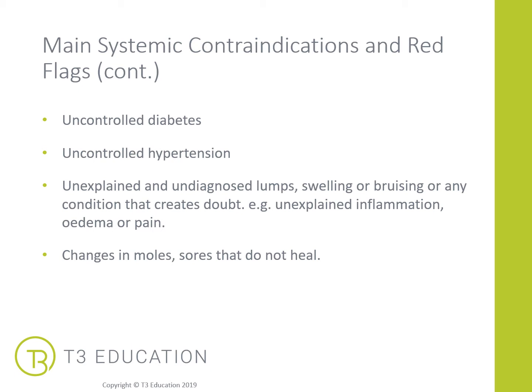The next one is uncontrolled hypertension. So hypertension is high blood pressure. And most of the time, most clients that are experiencing high blood pressure have had it controlled. They're taking the medication from their GP. But if it's uncontrolled, you need to get them to their GP as soon as they can.